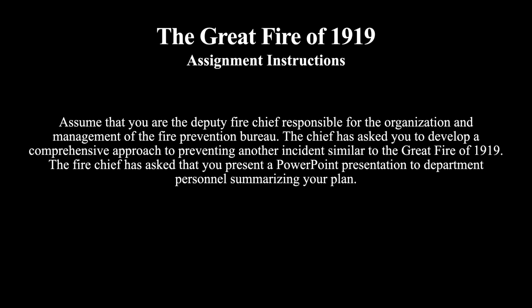So the Great Fire of 1919, we were given assignment instructions. Assume that you are the Deputy Fire Chief responsible for the organization and management of the Fire Prevention Bureau. The Chief has asked you to develop a comprehensive approach to preventing another incident similar to the Great Fire of 1919. The Fire Chief has asked you to present a PowerPoint presentation to department personnel summarizing your plan.